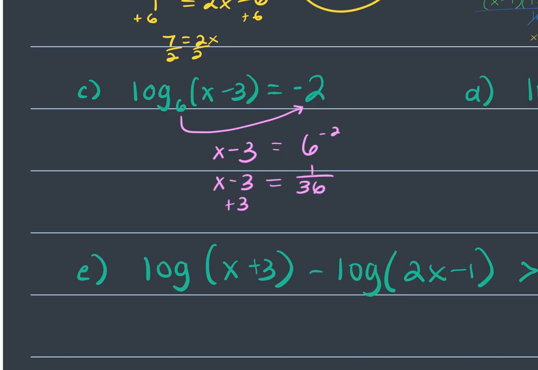And then I'd add the 3. So x equals, and you could literally leave it as 3 and 1 over 36. Or you can convert it to a mixed number, but you don't need to. I mean, convert it to improper.